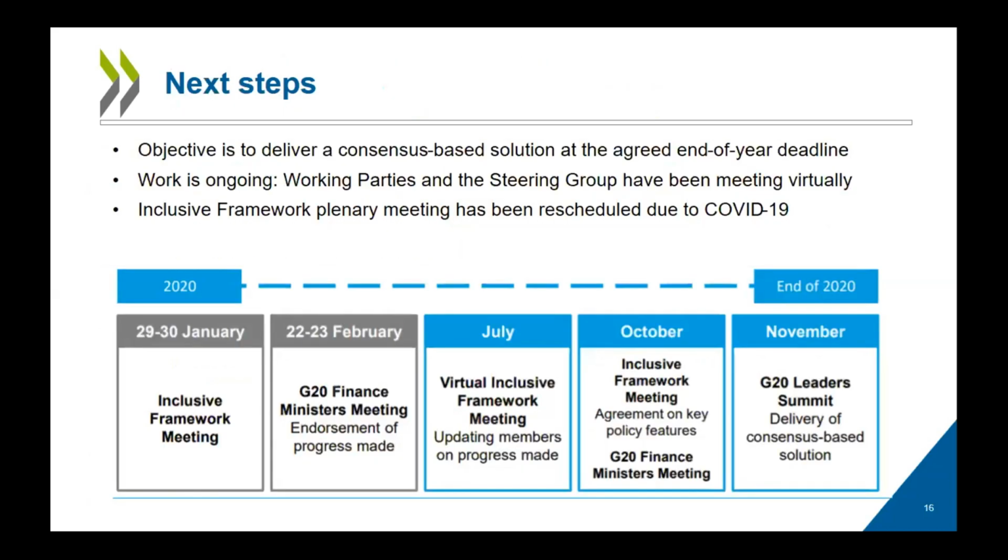Now, in terms of what this means for next steps, very quickly, the grey areas, we've already been there. Martin's covered some of this. The virtual meeting of the inclusive framework in July, that's the one that was to be a ministerial meeting, but will no longer be. We have the October inclusive framework meeting, where we hope to reach agreement on key policy features. And there will also be the G20 finance ministers meeting in October, with the leaders meeting in November. So we are moving ahead at full speed.